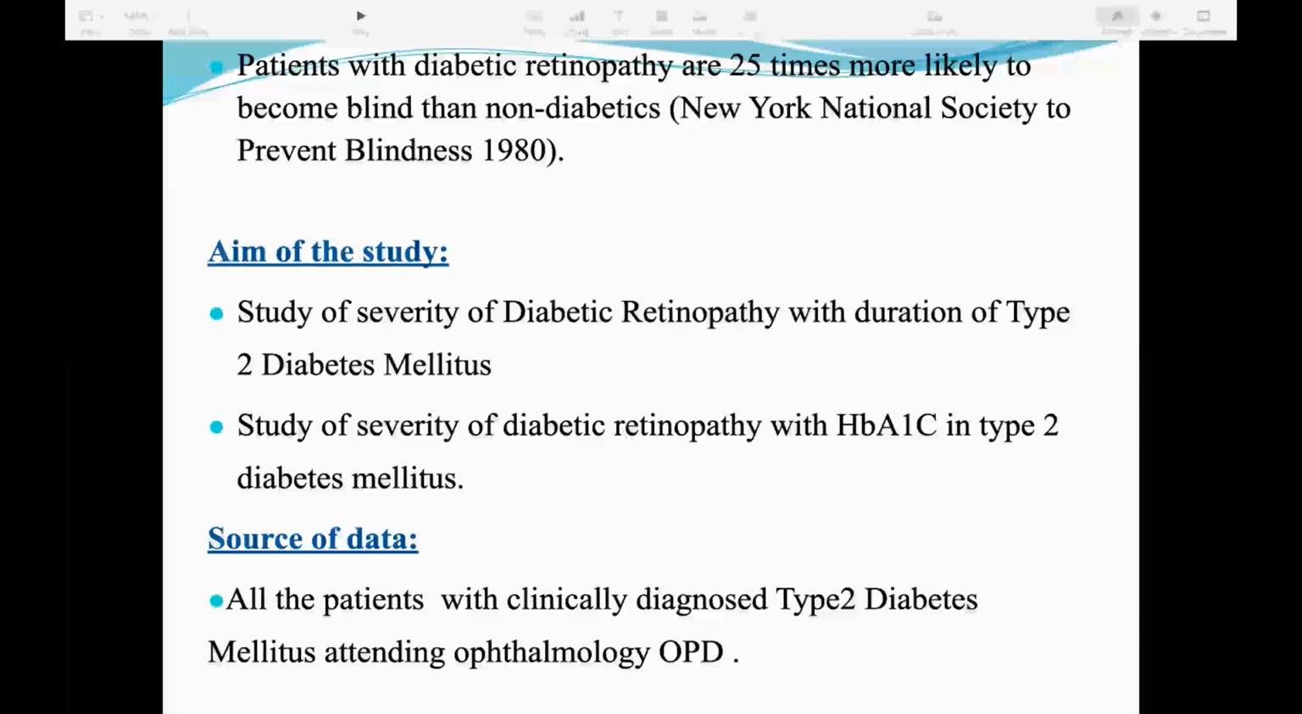The aim of the study is to study severity of diabetic retinopathy with duration of type 2 diabetes mellitus and to study severity of diabetic retinopathy with HbA1c in type 2 diabetes mellitus. Source of data: all patients with clinically diagnosed type 2 diabetes mellitus attending ophthalmology OPD.